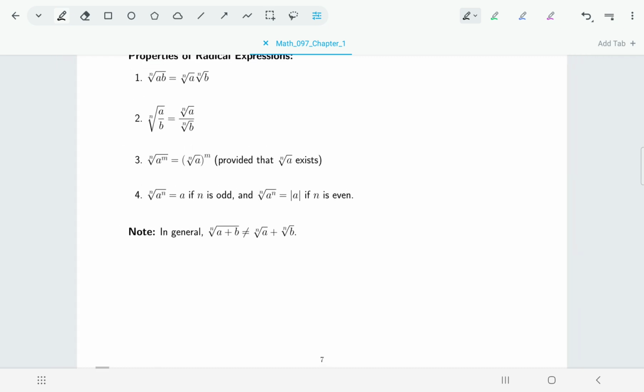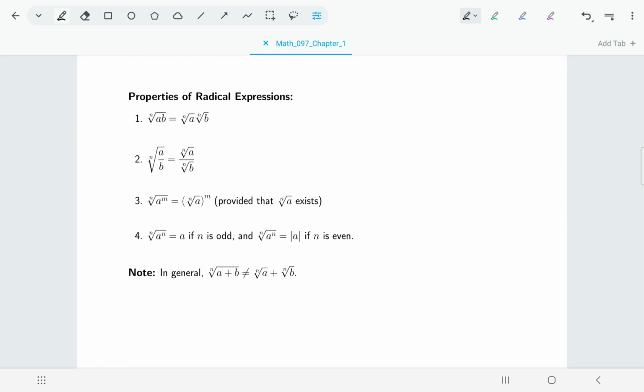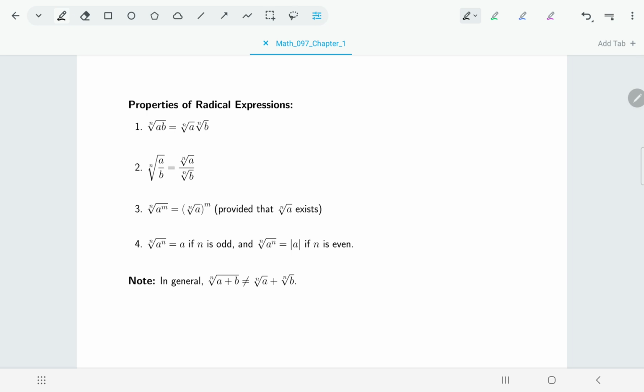One other little caution just to mention before we go on. You'll notice that we have properties for things that are multiplied or divided inside of a root, but we don't have a property for things that are added or subtracted inside of a root. In fact, in general, it is not true. If you have two things added inside of any kind of root, it is not the same thing as the individual terms each inside of a root. So if somebody says square root of 4 plus 5, that is not the same thing as square root of 4 plus square root of 5.